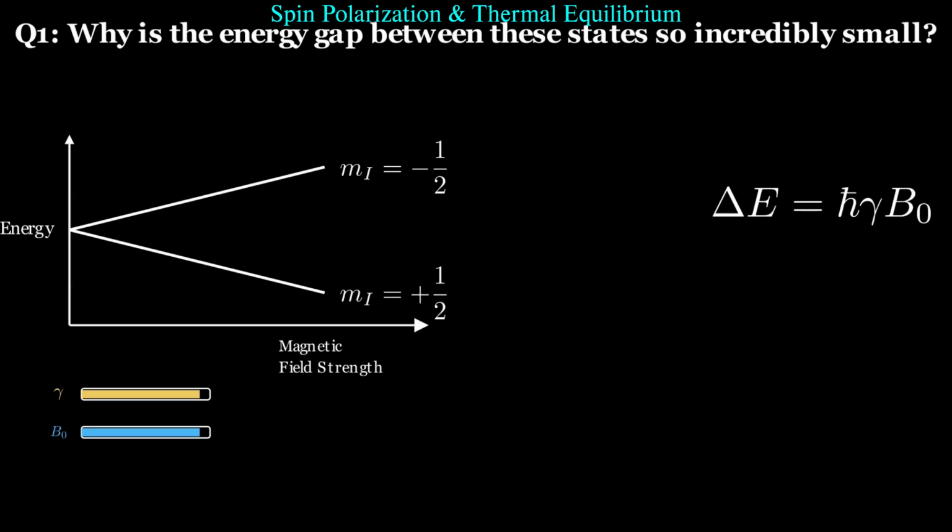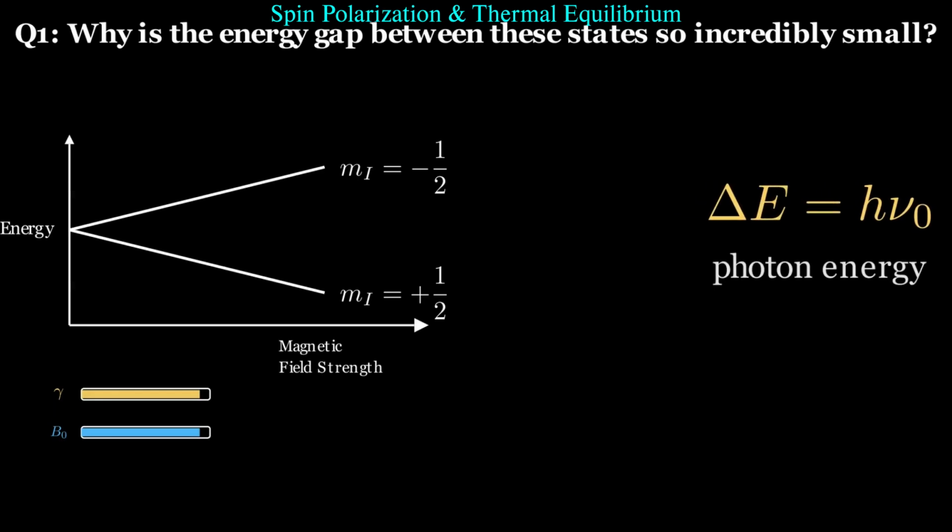We can see why when we rewrite the energy gap another way. From the Larmor frequency equation, omega 0 is equal to gamma B0, we can rewrite our energy difference as delta E is equal to h bar omega 0. And because omega 0 is equal to 2 pi nu and h bar is h over 2 pi, we can reduce this and this becomes delta E is equal to h nu. This familiar equation is the energy of a photon.